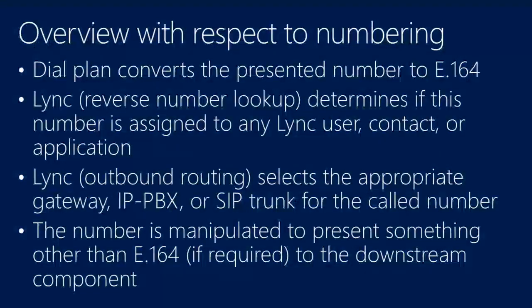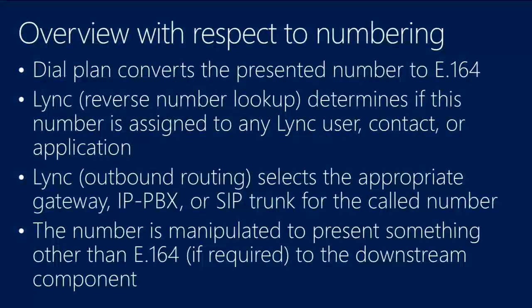Right? As I mentioned, once we get that to E164, we're going to see if that number is assigned to anybody in Lync. It could be assigned as their line URI for a user. It could be a contact object. Right? Maybe it's assigned to an auto attendant. Maybe it's assigned to a common area phone. Right? We've got to see if that's assigned to anything in Lync. And if it isn't, well, then we kick it over to outbound routing. We say, you take this. You need to figure out where this needs to go.